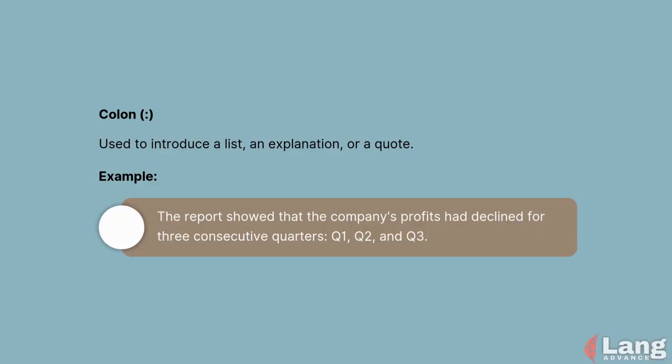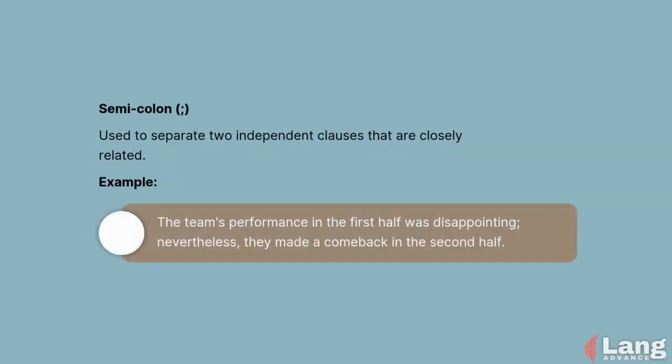Example: the report showed that the company's profits had declined for 3 consecutive quarters: quarter 1, quarter 2, and quarter 3. Semicolon. Used to separate two independent clauses that are closely related. Example: the team's performance in the first half was disappointing; nevertheless, they made a comeback in the second half.